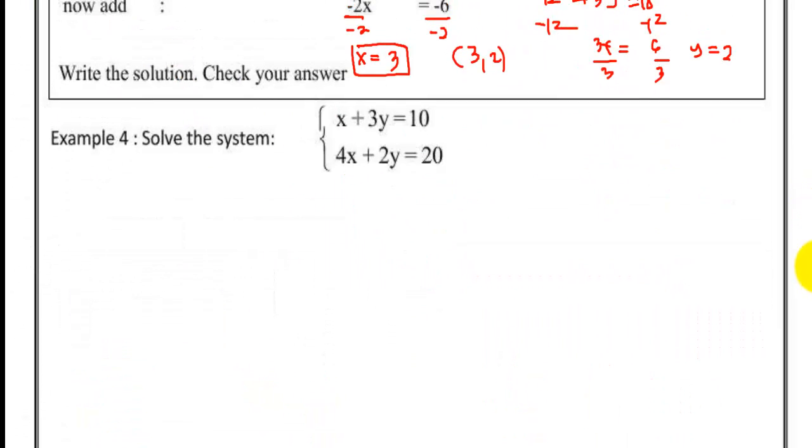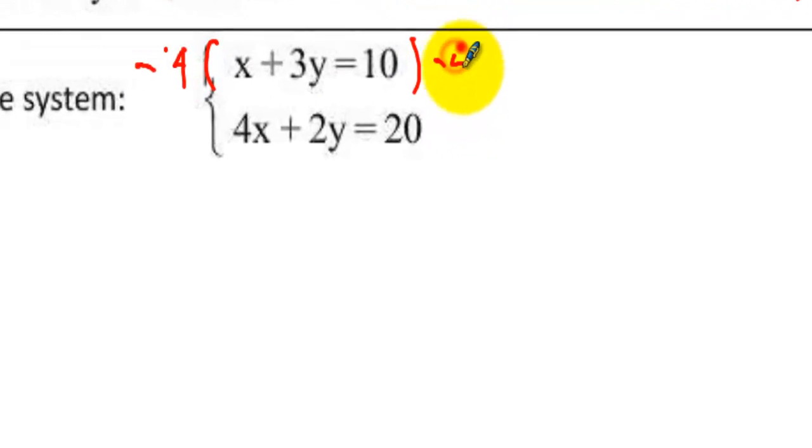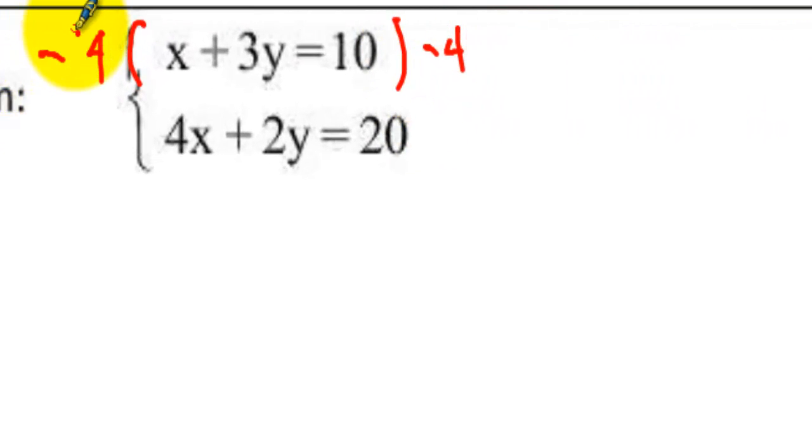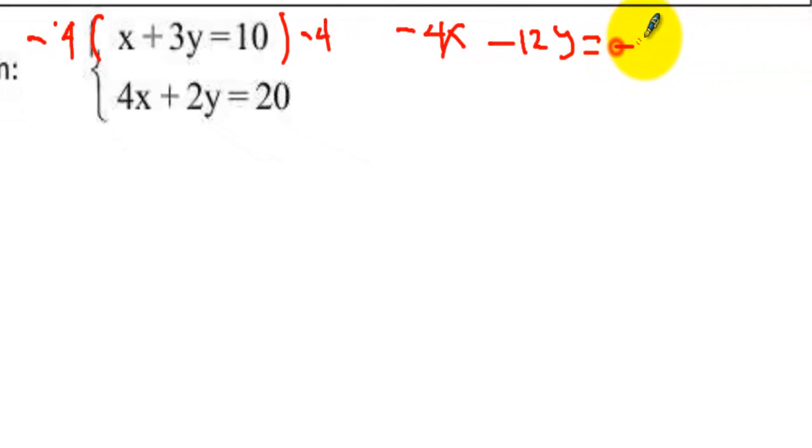Okay, let's have another example. On this example, let's look at the x variables. We can create matching terms here if x will be multiplied by negative 4. So let's multiply both sides by negative 4. So negative 4 times x will give us negative 4x. Negative 4 times 3y will give us negative 12y. 10 times negative 4 is equal to negative 40. We'll just copy the second equation.